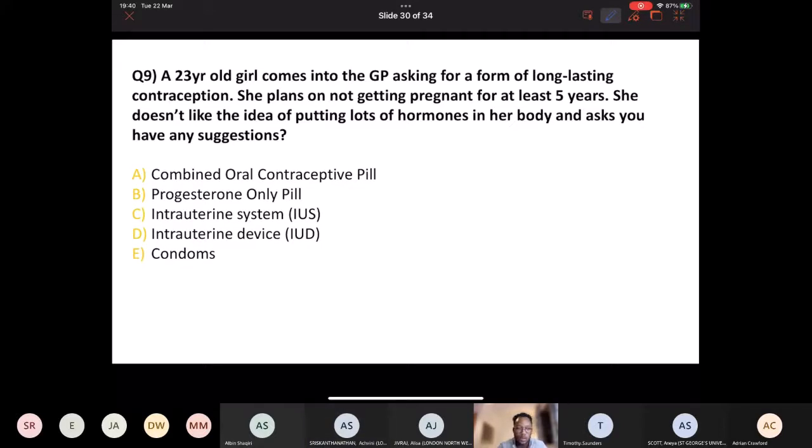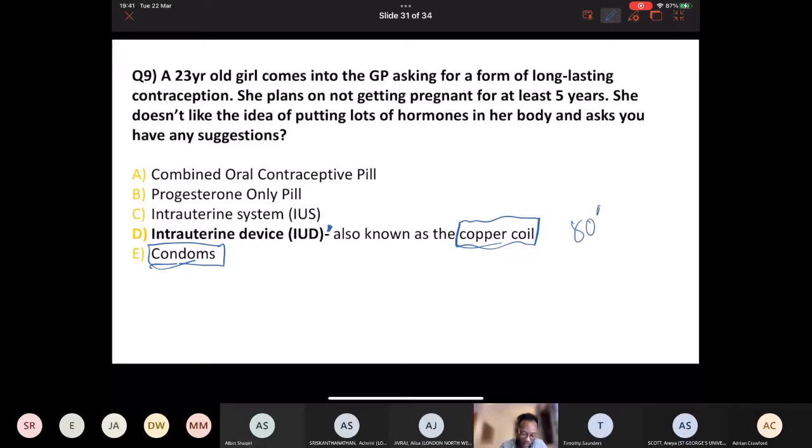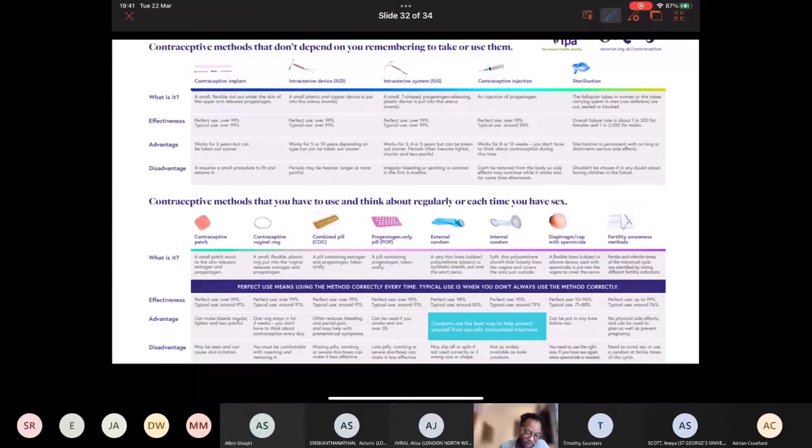Okay, cool. So the majority suggested an intrauterine device, i.e. the copper coil. Copper is spermicidal, and condoms definitely work too. I understand that. So 80% went for this, 20% for that. It makes sense if she's not planning on getting pregnant for about 5 years, it's probably better to suggest a copper coil. But condoms also do work in that sense.